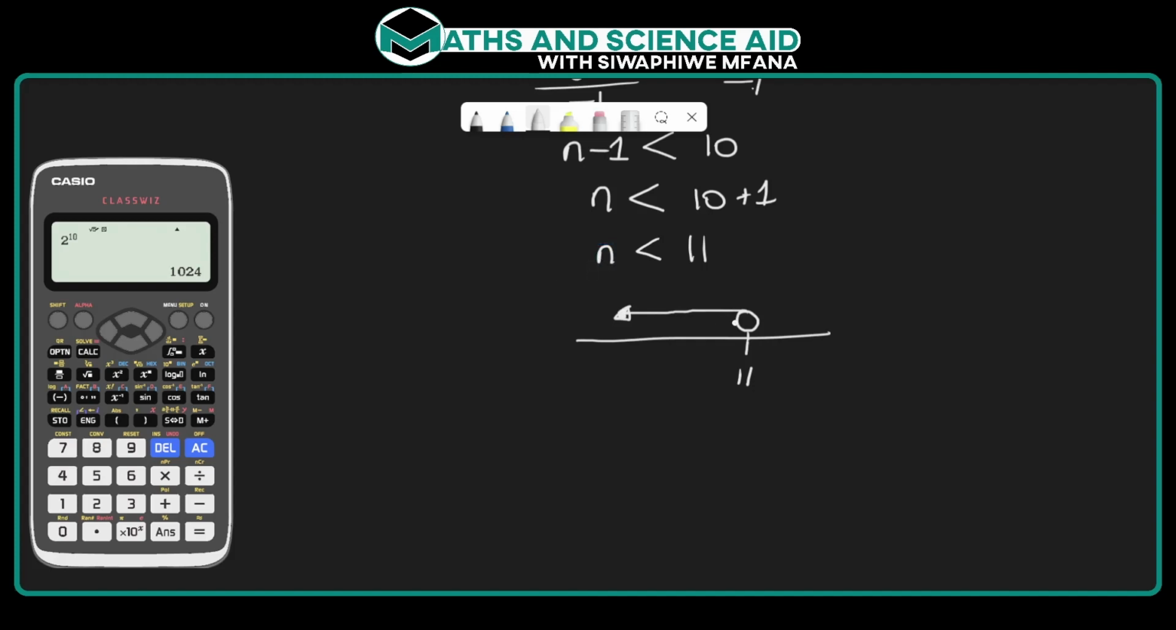If our solution lies on this side and we want the largest integer value, that integer value must be 10, because 10 is the integer value that comes before 11. That will be the largest value. For example, we cannot take 9 as our solution because 9 is not the largest value, because the largest value is 10. And therefore, our final answer is n is equal to 10. So 10 is the largest value of n for which our inequality is true.